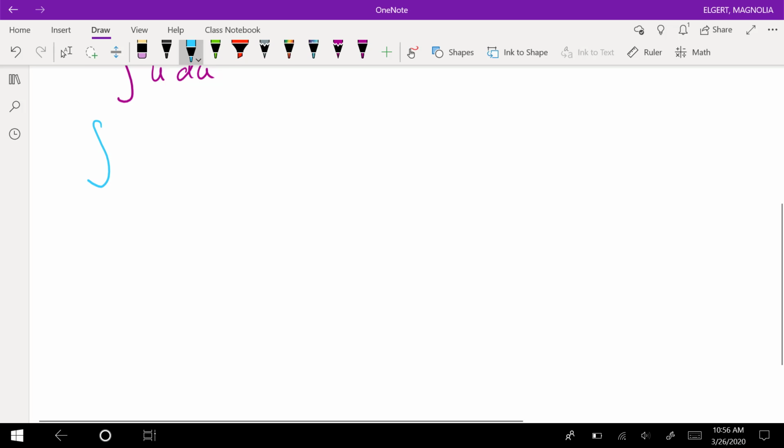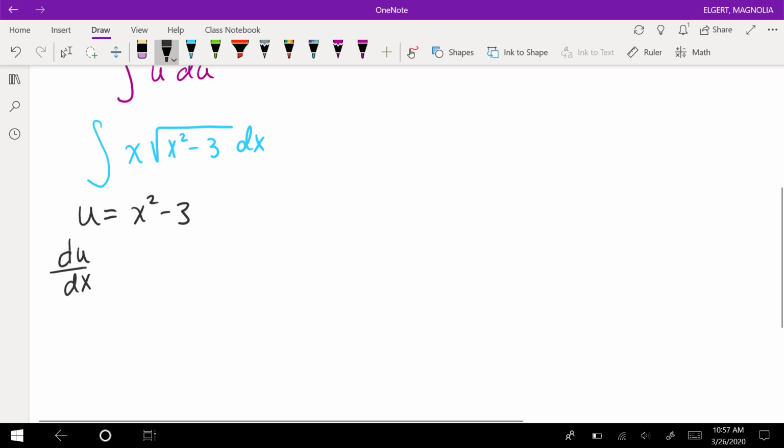So let's say we have this function: x times the square root of x squared minus 3 dx. What should we let u equal? U is going to be inside that square root. So u is equal to x squared minus 3. Notice I don't involve the square root. It's just what's inside the square root. So the derivative of u with respect to x is going to equal 2x. And then remember that simple multiplication: if I move that over, du is equal to 2x dx.